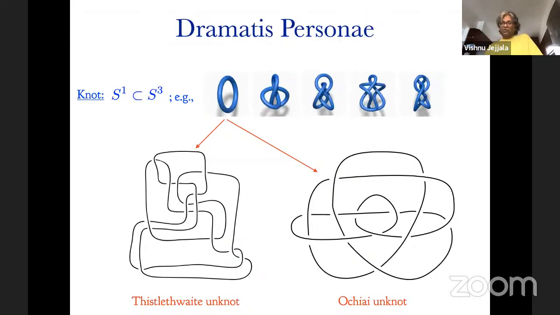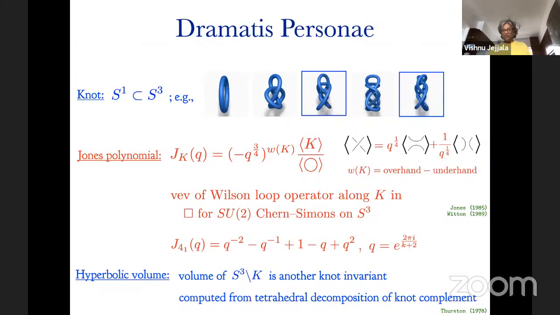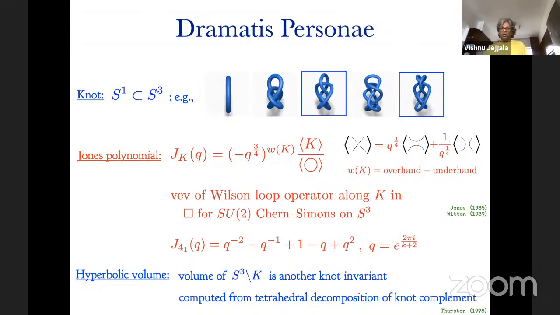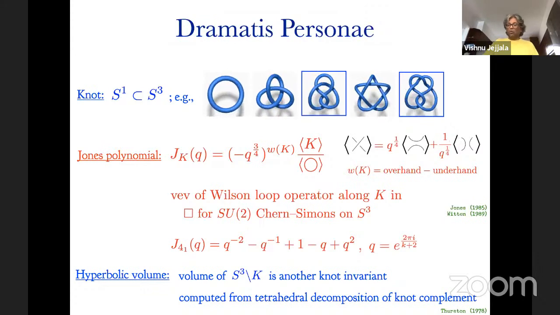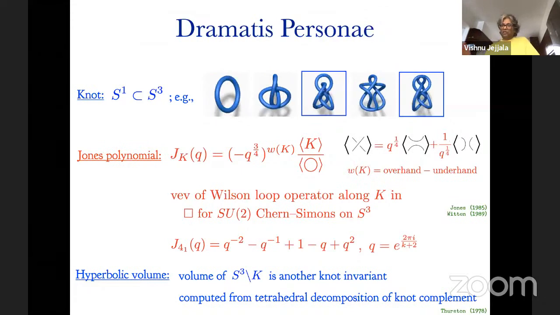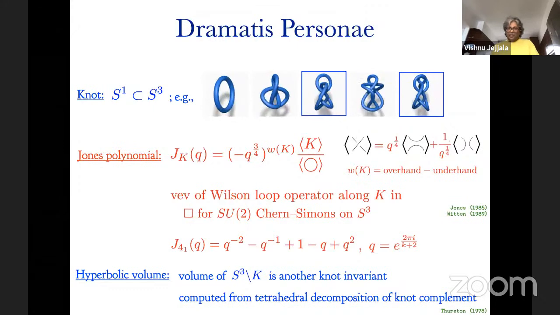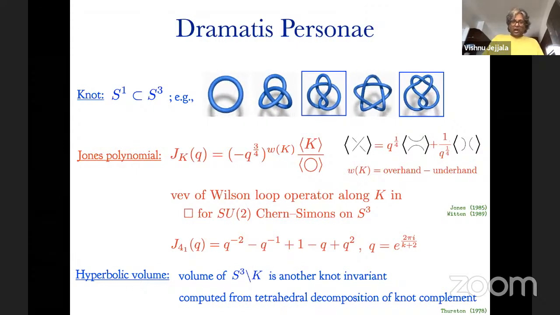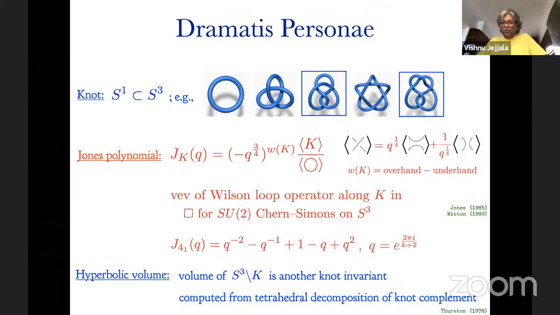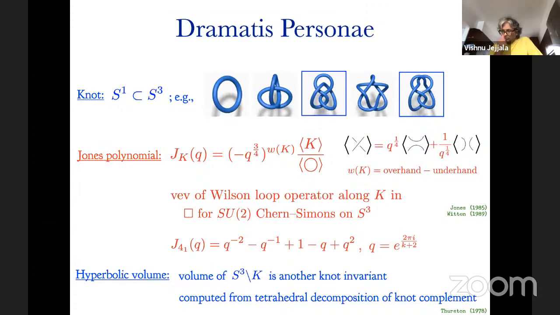So in order to characterize knots, we use topological invariants, of course. And one topological invariant is the Jones polynomial. The physics interpretation of the Jones polynomial is it's the vacuum expectation value of the Wilson loop operator along the knot, where the trace is taken in the fundamental representation of SU(2) Chern-Simons theory on S3. And for example, for the figure eight knot, I've given the Jones polynomial. The q is e to the 2 pi i over k plus 2, k is the level of the Chern-Simons theory, and the 2 is the dual Coxeter number of SU(2).